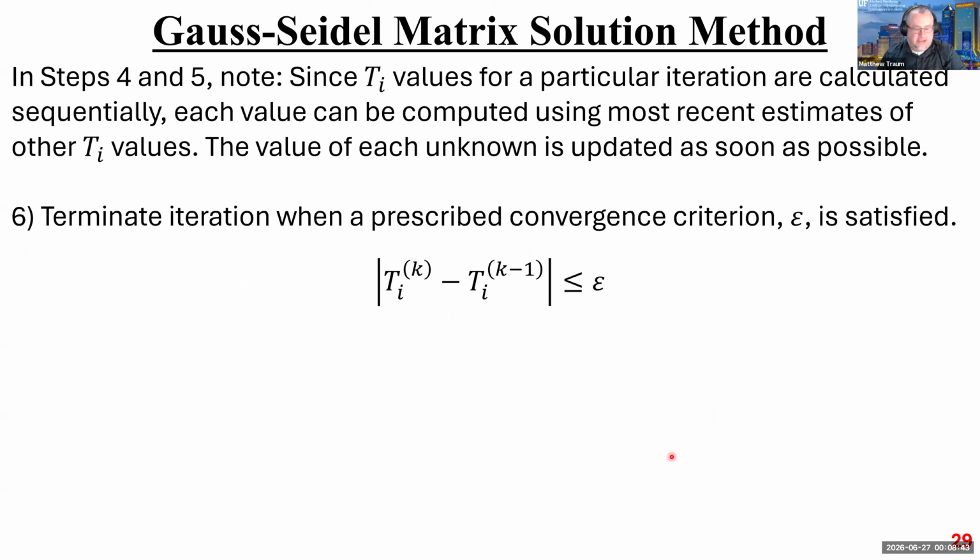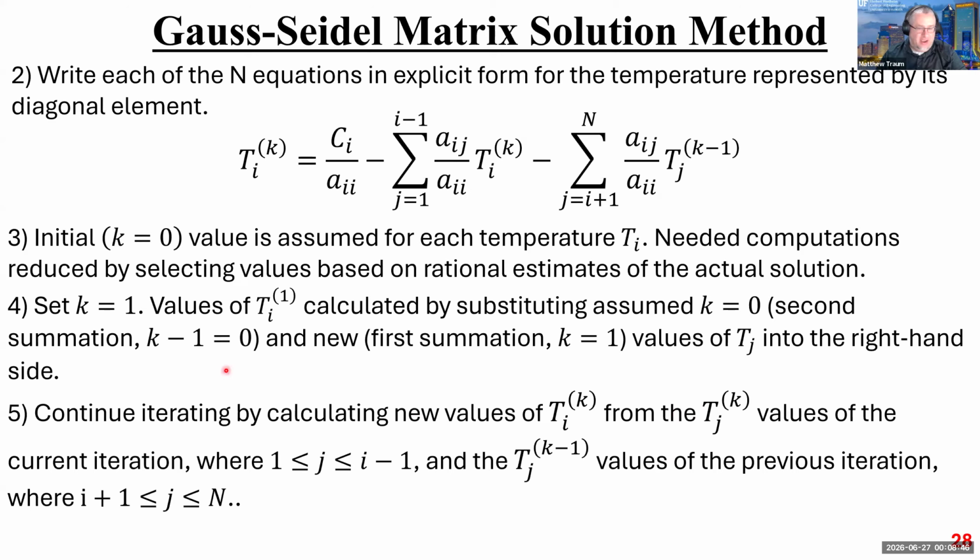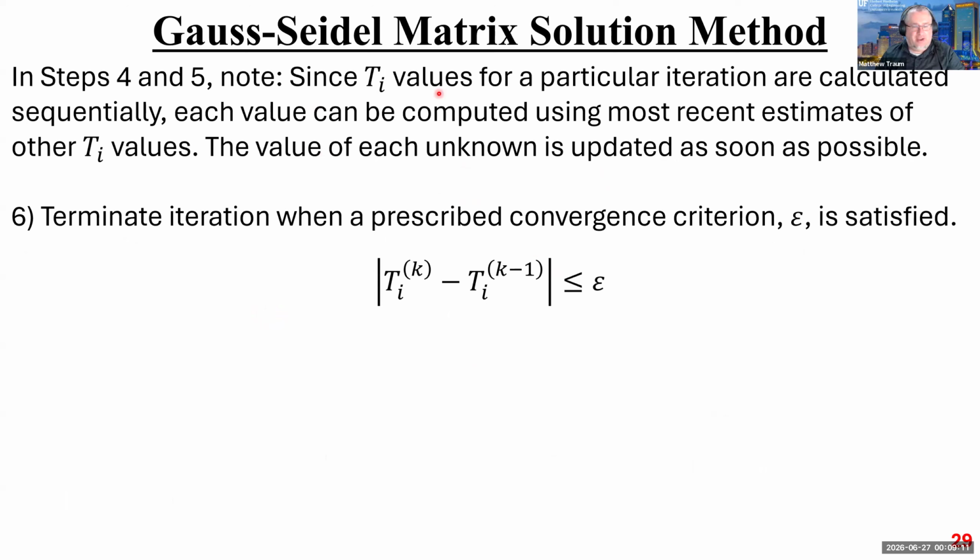Two more things to notice in steps 4 and 5. So step 4 is basically setting the value for k equals 1 and plugging in all the values for T sub i at k equals 1, and then calculating the differences between the current iteration and the previous iteration, and then continuing to iterate on that process until you converge to viable temperatures. So I say since T sub i values for a particular iteration are calculated sequentially, each value can be computed using the most recent estimates of other T i values. The value of each unknown is updated as soon as possible.